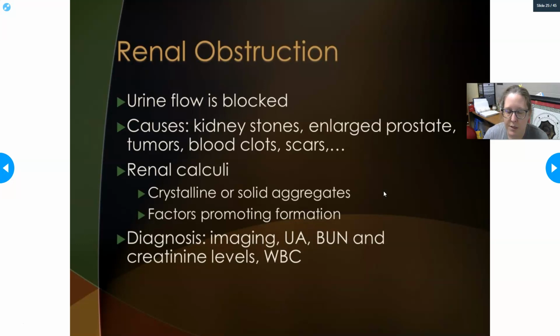The diagnosis is imaging, a urinalysis, BUN and creatinine levels, and WBC levels. Also checking for the presence of WBC in the kidneys, but also checking for an increase in blood.